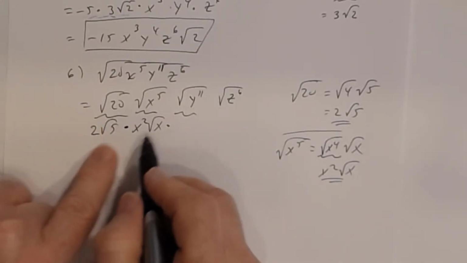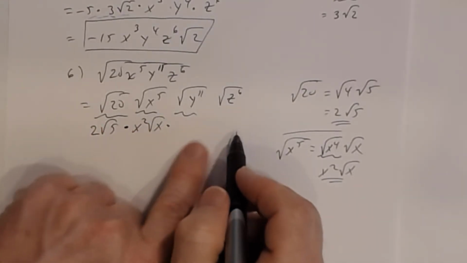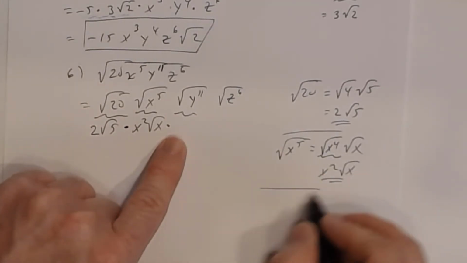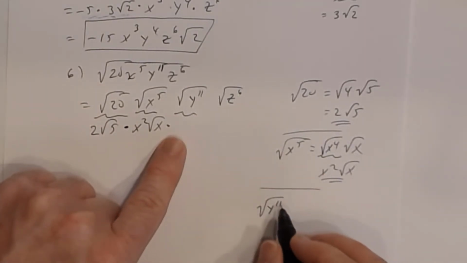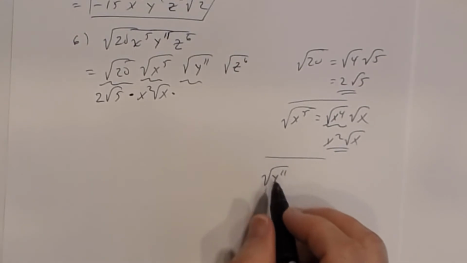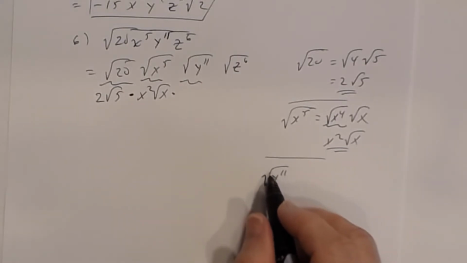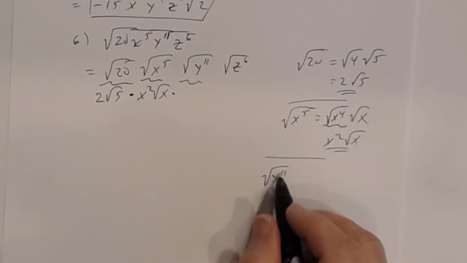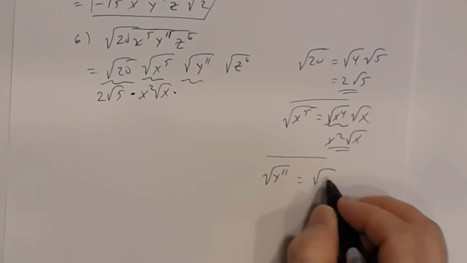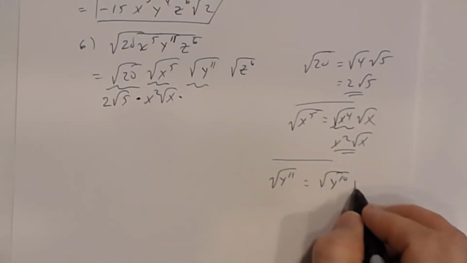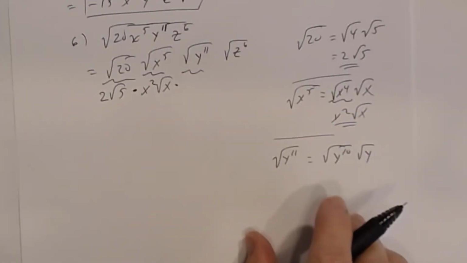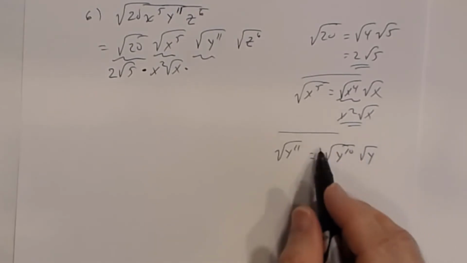So you're doing each one at a time. That's how you do this. Okay, let's talk about this one. Square root of y to the 11th. 11 is not divisible by 2. So what's the largest whole number less than 11 that's divisible by 2? The answer is 10. So I'm going to rewrite this as the square root of y to the 10th times the square root of y. 10 plus 1 is 11.